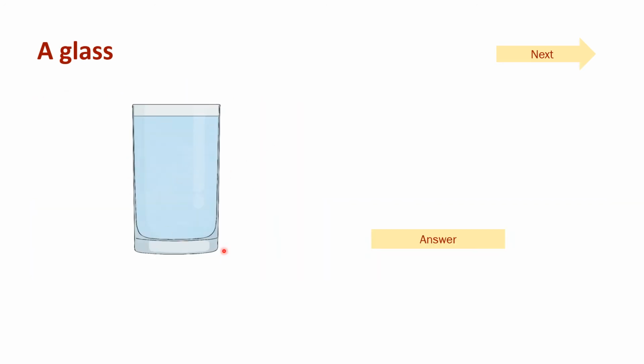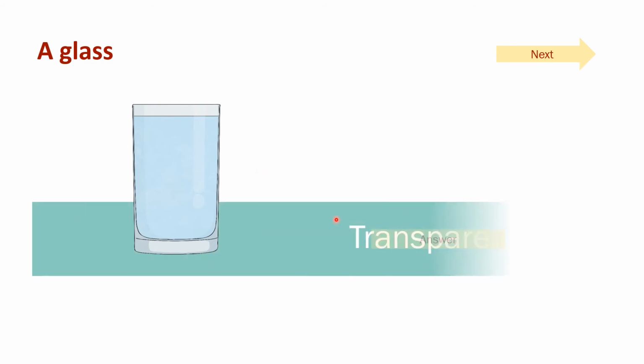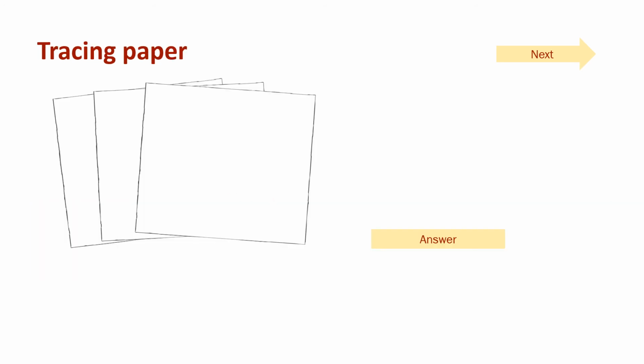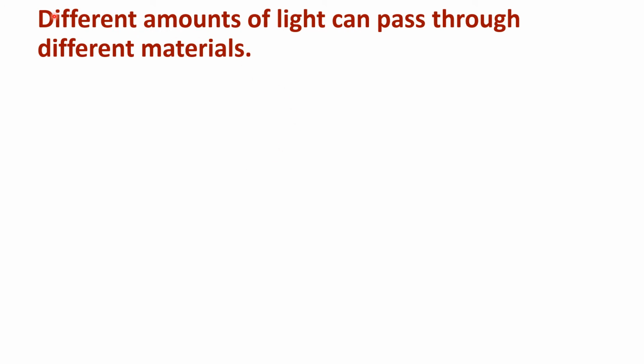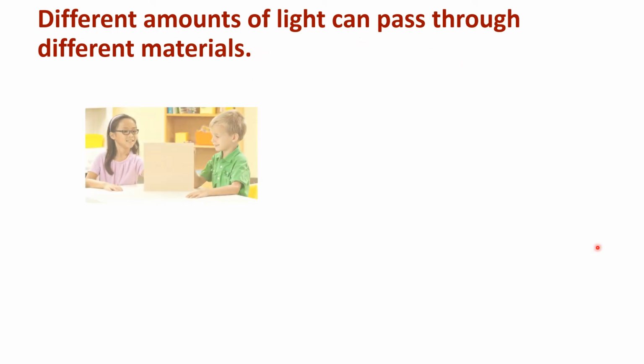A glass. What type is it? How much light will pass through it? It is transparent. You can see that the light will pass through the glass. What about the tracing paper? Translucent. It means it will allow some amount of light to pass through it. Different amounts of light can pass through different materials.